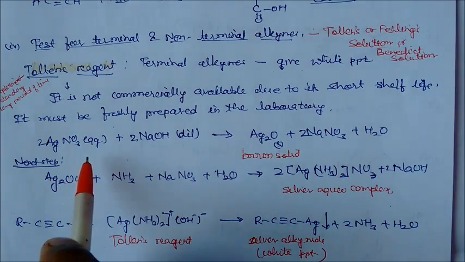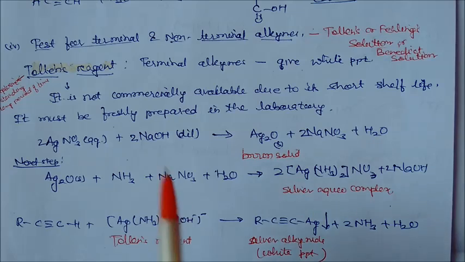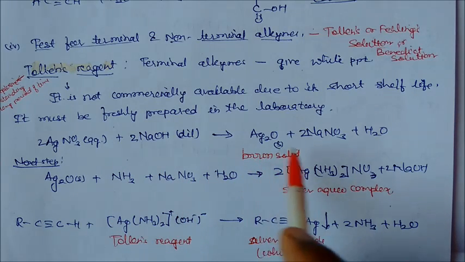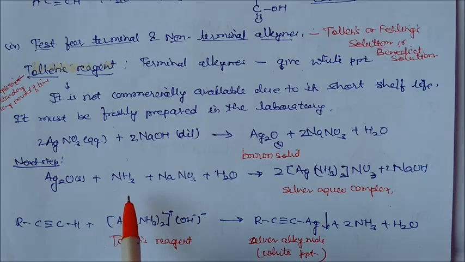This is a silver nitrate aqueous solution on reaction with sodium hydroxide. It will give you silver oxide, a brown solid. This brown solid will react with ammonia solution and sodium nitrate. So this will become a silver ammoniacal solution, the silver diammine complex. This complex reacts with the terminal hydrogen because it is a mild oxidizing agent. So it will remove the hydrogen and we finally get a white precipitate of silver alkynide. So only terminal alkyne can react with the Tollens reagent.